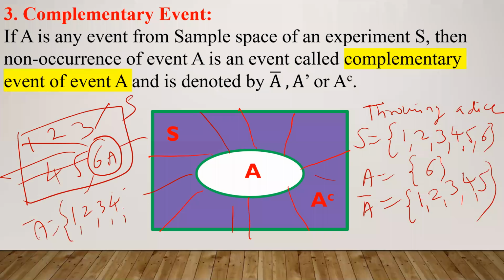If I am getting 1, 2, 3, 4 or 5 when I throw the dice, then A does not occur, because when will A occur? When 6 comes. So A complement is this. Basically, A complement means what is not in A. Remember it like this.